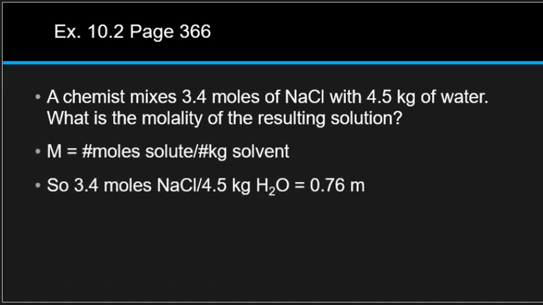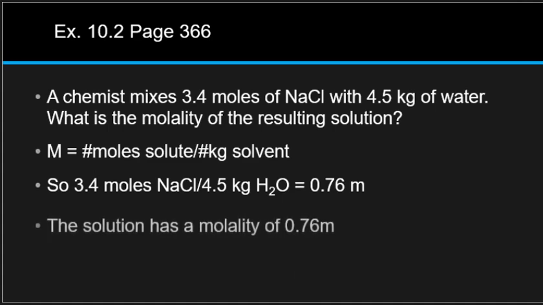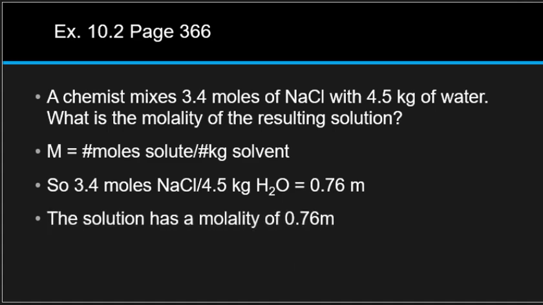There it is, 0.76. Little m for molality, little m. So 3.4 moles of NaCl divided by 4.5 kilograms H2O is 0.76. The solution has a molality of 0.76, little m. Easy breezy. May not even use your calculator for that one.